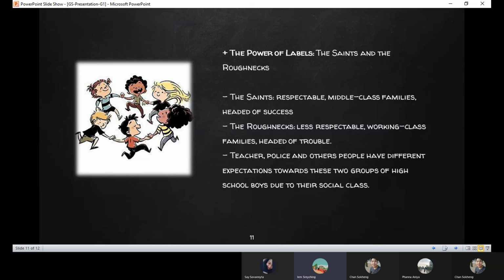Lastly, the last main point of our labeling theory is the power of labels. We will discuss the power of it. So we have two groups of high school boys. One is the Saints and the other one is the Roughnecks. Teachers called the Saints headed for success, but they called the Roughnecks headed for trouble. Sociologist Chambliss concluded that this was due to social class. The Saints are from respectable middle-class families, while the Roughnecks are from less respectable working-class families.